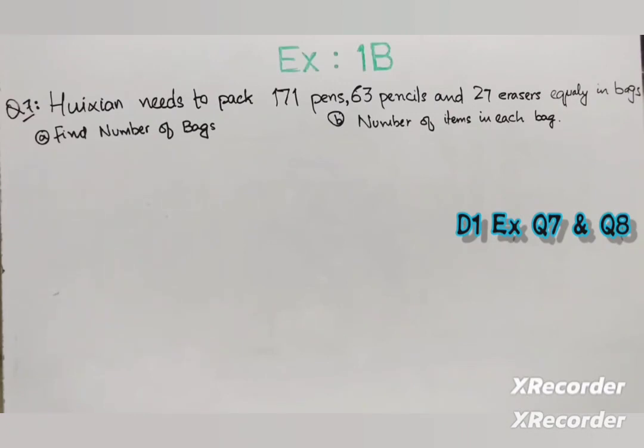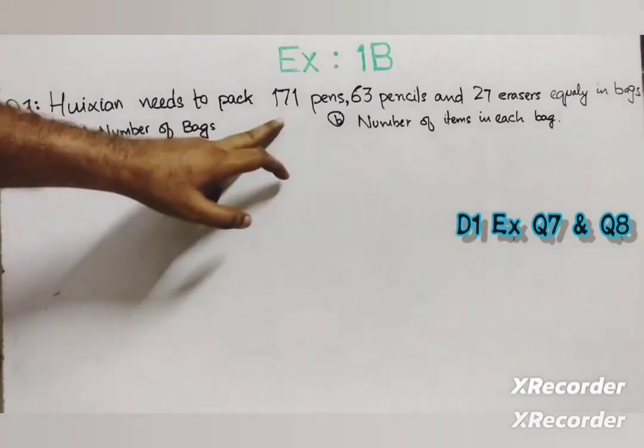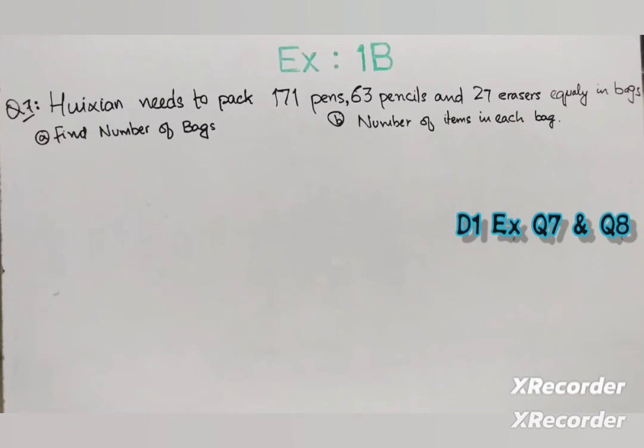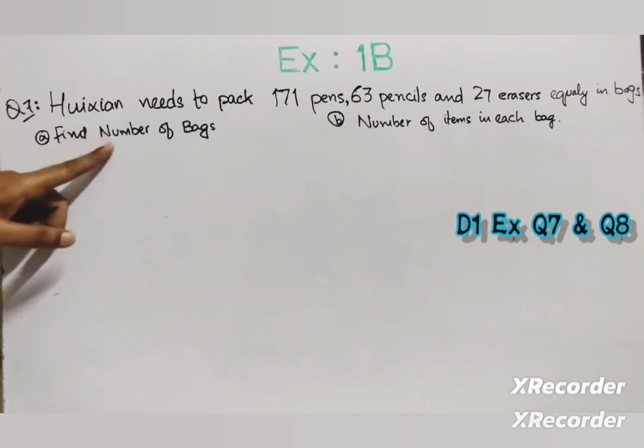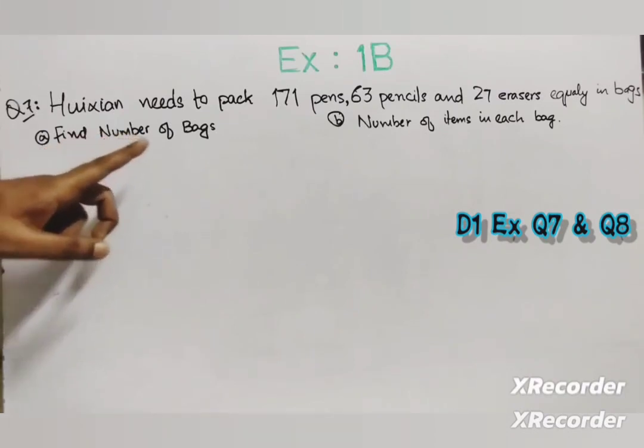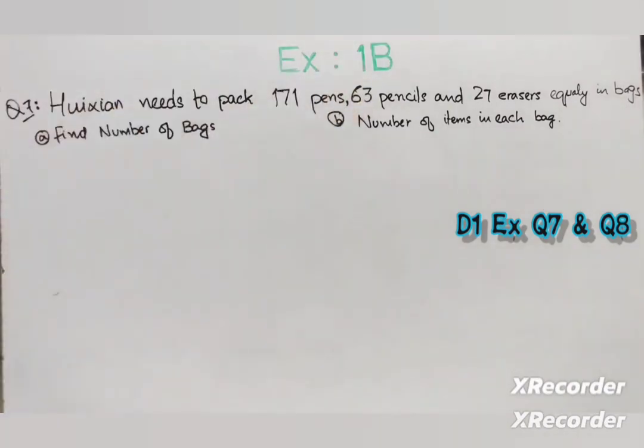Moving further in exercise 1B, question number 7. In this question, Hugsan needs to pack 170 pens, 171 pens, 63 pencils and 27 erasers into identical gift bags, so that each item is equally distributed among the gift bags. Find the number of bags he can produce and the number of items in each bag.